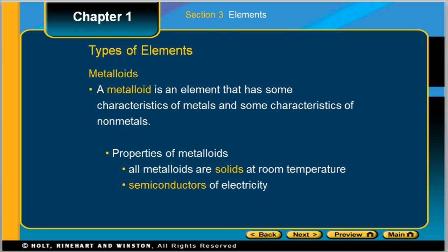Metalloids are, as I said, sometimes characteristic of metals and sometimes characteristic of nonmetals. It depends on the conditions that those elements are exposed to. Metalloids are solids at room temperature, and sometimes they can conduct electricity. They won't conduct it as well as a metal, but they conduct it much better than a nonmetal.